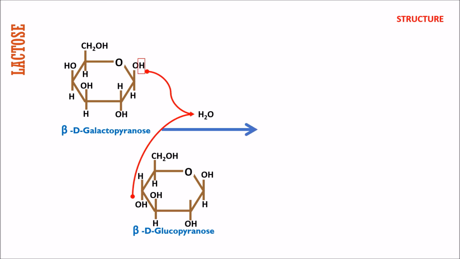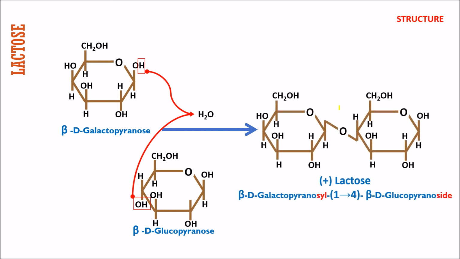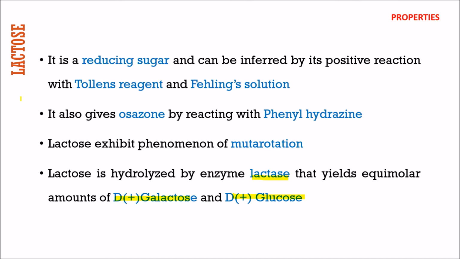Here the hydroxyl group present on carbon number 1 in galactose and the hydroxyl group present on carbon number 4 in glucose remove one water molecule and form one glycosidic linkage between the anomeric carbon of galactose and carbon number 4 of glucose, forming a beta linkage between these two monomers. The nomenclature of lactose arrived at is beta D galactopyranosyl 1,4 beta D glucopyranoside. Now let us see the properties of lactose.